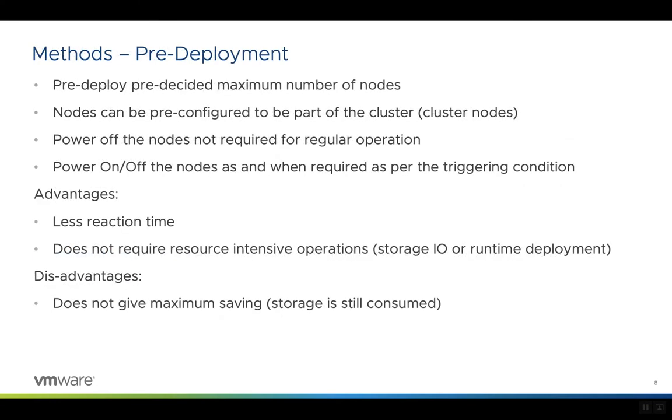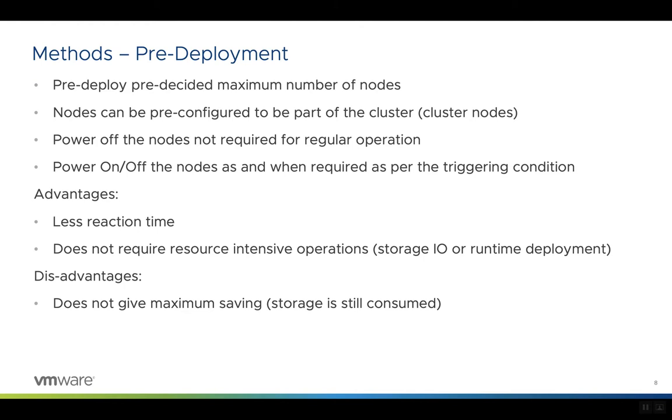Now, methods. What methods can we follow to do a scale out, or say auto scale? There are typically two methods that are followed in any production environment. One is pre-deployment, and another one is runtime deployment. Both have their positives and negatives, and we are going to talk about that. The pre-deployment method, as the name suggests, you pre-deploy the maximum number of nodes that you have decided that it's going to be in your cluster.